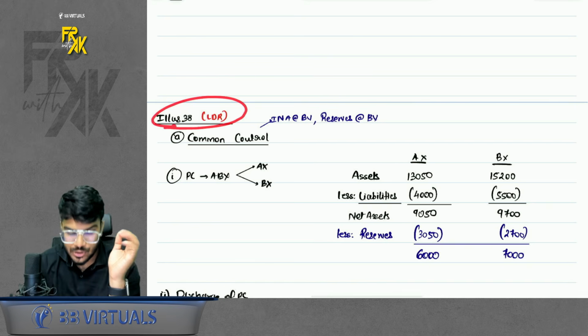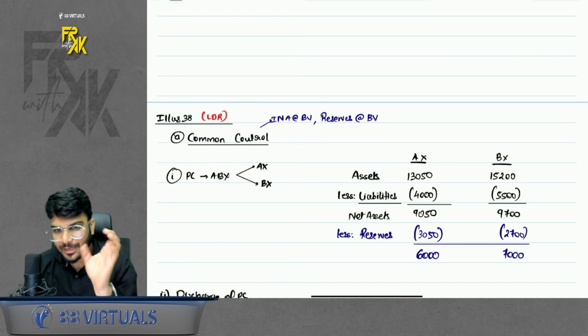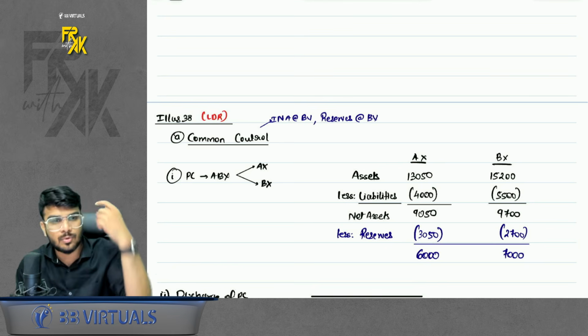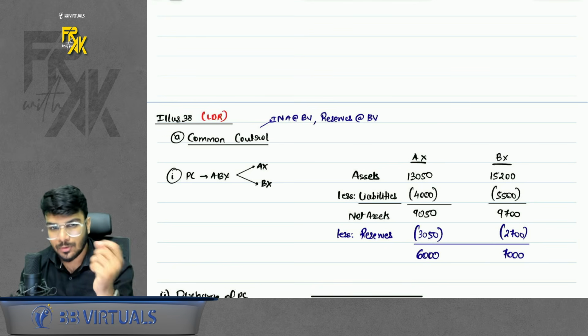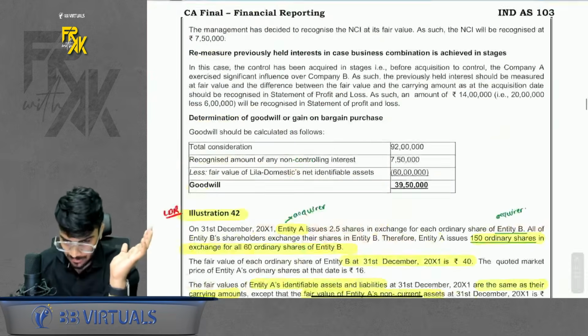Now the best question, I feel, the best question of Ind AS 103, considering the fact that it covers 2 concepts. It covers common control also, it covers reverse acquisition also. So let's move on to that question. That is illustration number 38, I guess. Come.